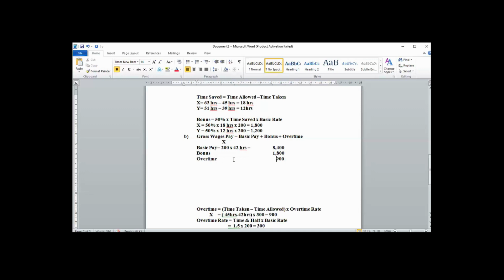When we have everything together, what do we have? 9,400 cedis? It is more than 9,000. 8,400 plus 1,800 plus about 900. That's 11,100.